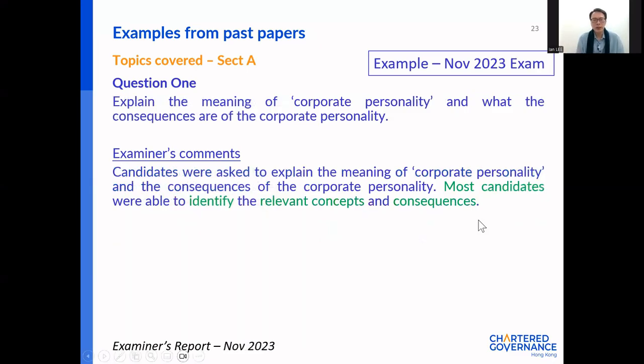Okay, then another question. Explain the meaning of corporate personality and what the consequences are. So candidates were asked to explain the meaning and the consequence. Most were able to identify the relevant concept and consequence. So as I mentioned before, it is so important. It's basically linked to the separate legal entity principle.